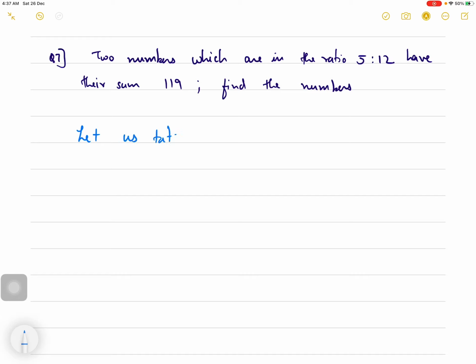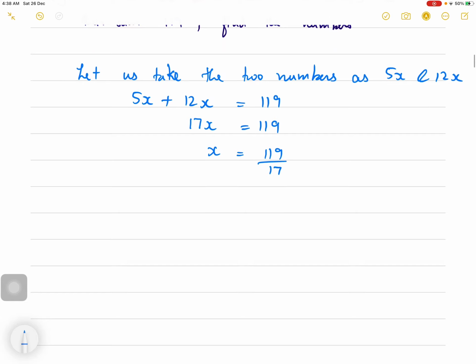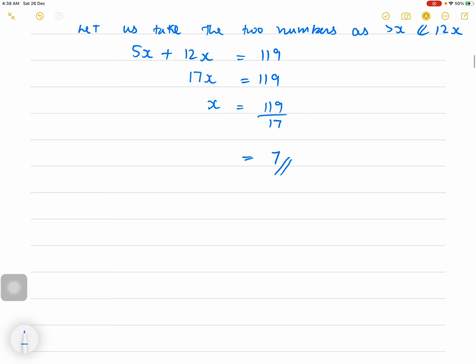So let us take the two numbers as 5x and 12x. Okay, so 5x plus 12x is equal to 119. This is given, right? So 5x plus 12x is 17x is equal to 119. So x is equal to 119 divided by 17. Okay, which comes to 7. x is equal to 7.